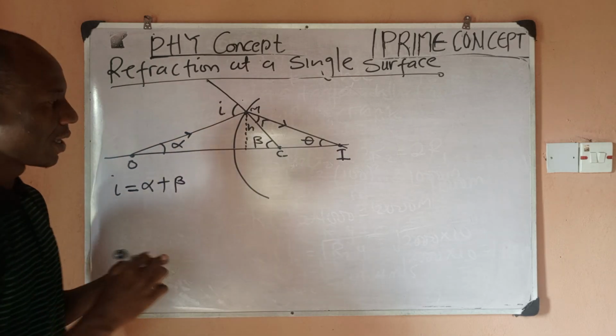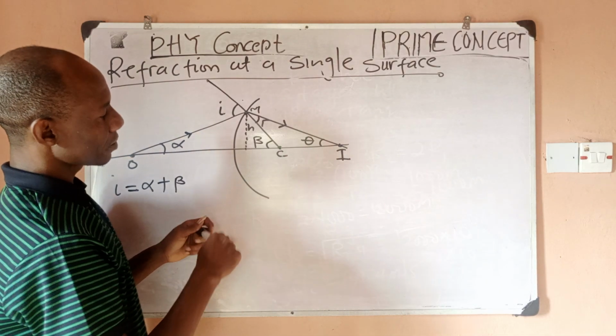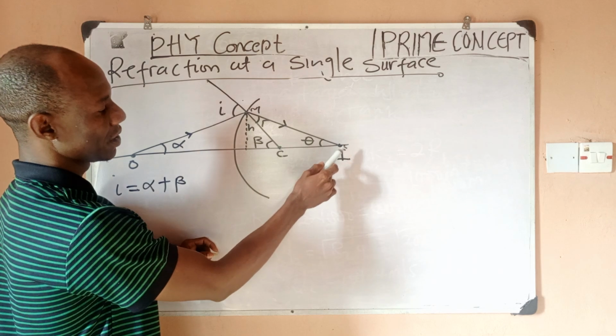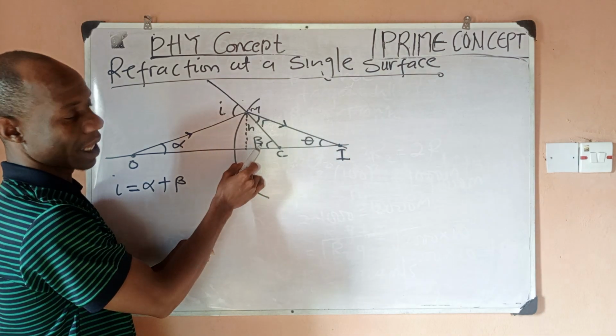Now, in the same way, if I consider triangle M, C, and I, it means that the exterior angle is beta.